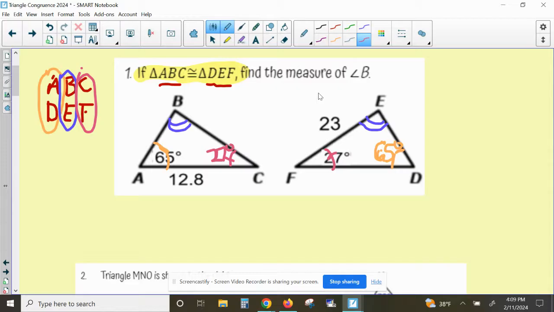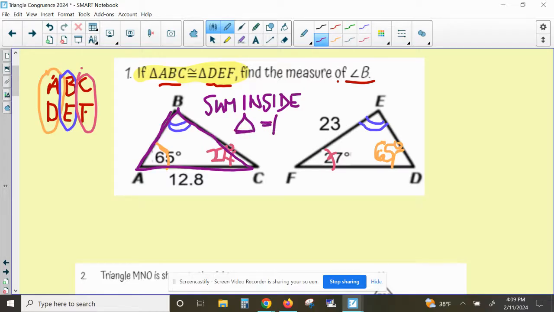Now, what do we want to try to find out? We want to find the measure of angle B. We don't have any information about B up here, but we do know some things about triangles. Whenever you have a triangle, the sum of the interior angles, that means the 3 angles inside, is when you add them up, equals 180 degrees. So we can get our little calculator. We have this 65 and this 27, so 65 plus 27. Put it in your calculator or add that up. 65 plus 27 is 92.